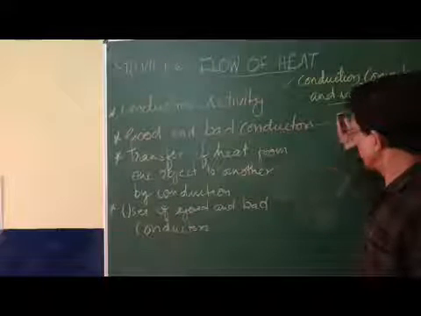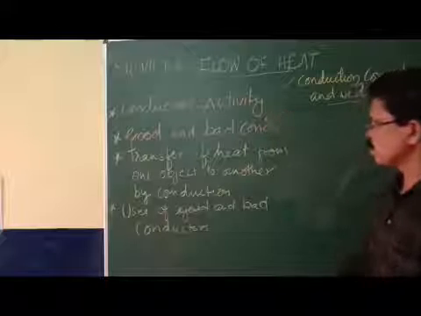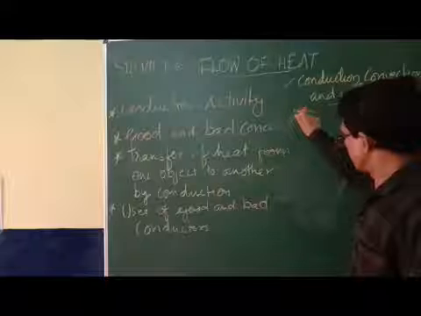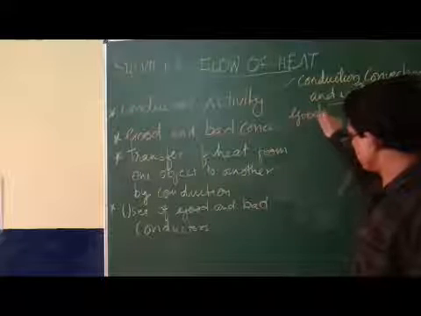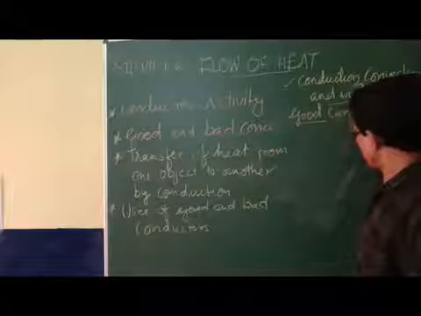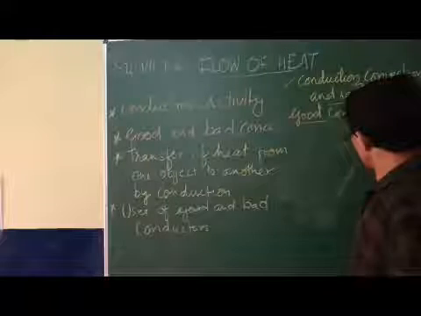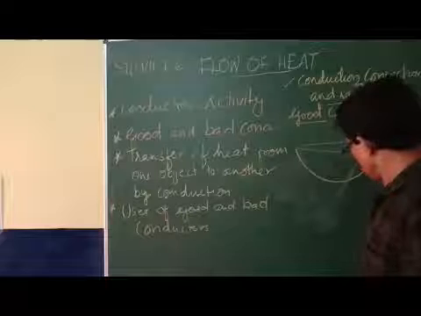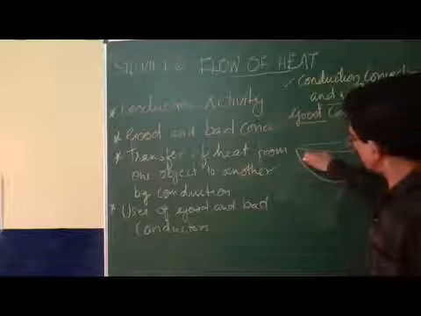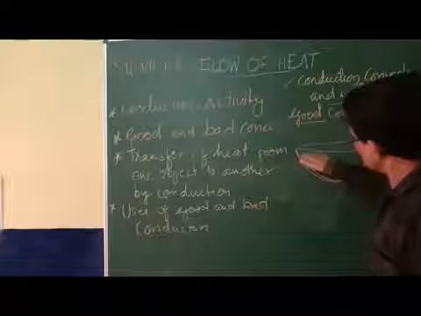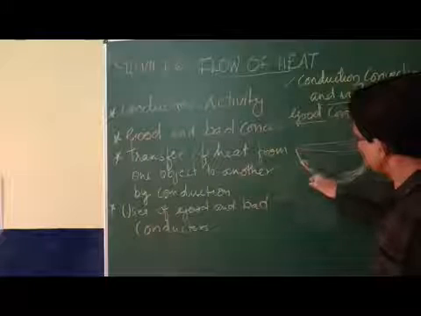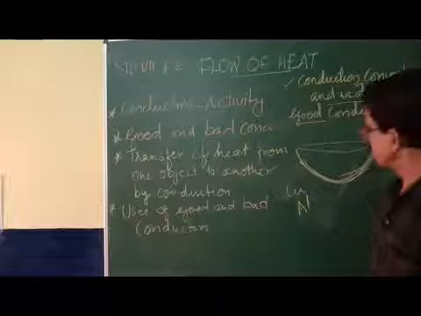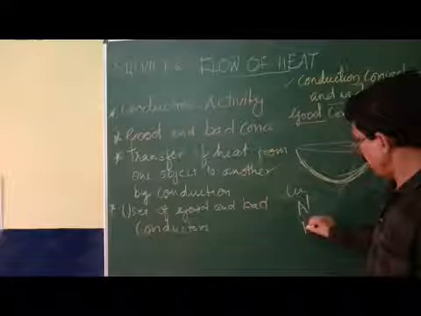Now, we are going to the next part of the chapter, uses of good and bad conductors of heat. There are many uses of good and bad conductors. First, let me tell you about good conductors. For example, the bottom of the vessel is coated with some metals like copper, aluminum, and even iron.